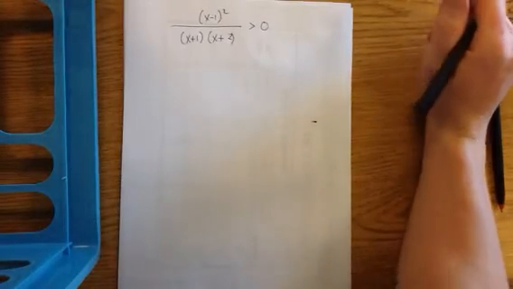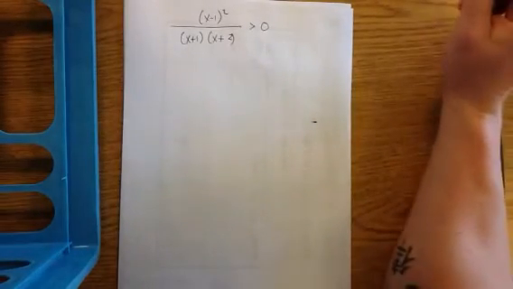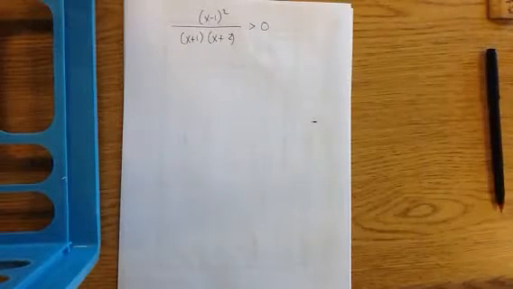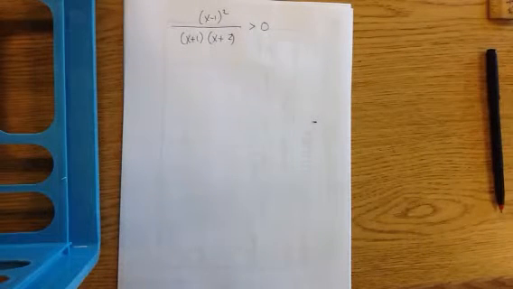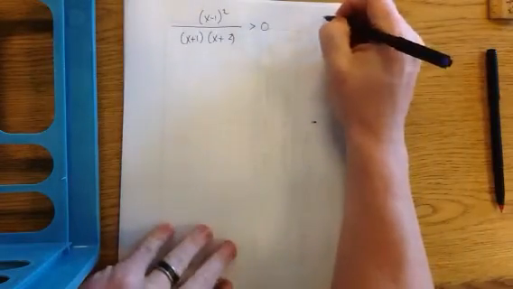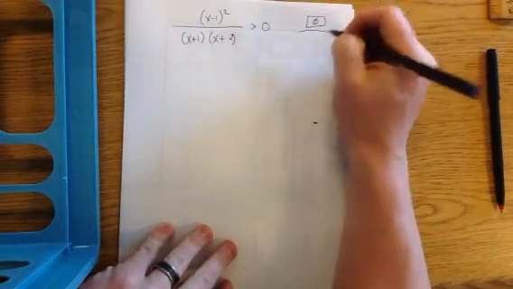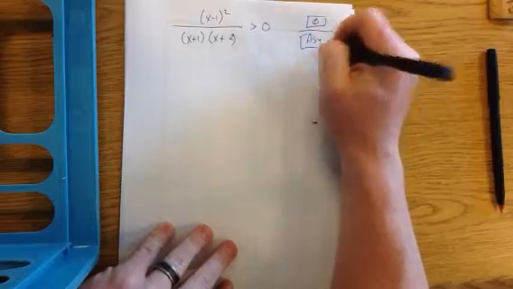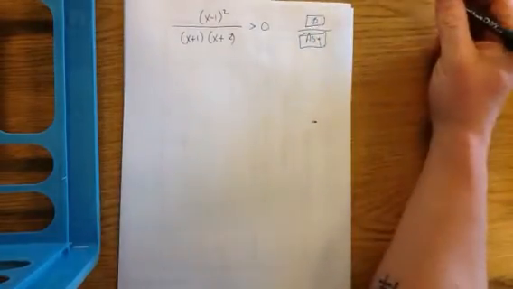Okay guys, let's take a look at rational inequalities. One thing about rational inequalities: you never want to cross multiply. When you cross multiply, you get rid of the asymptotes. Remember, your numerator, your top part, gives you your zeros. Your bottom part gives you your asymptotes. You never want to cross multiply because that'll get rid of your asymptotes.